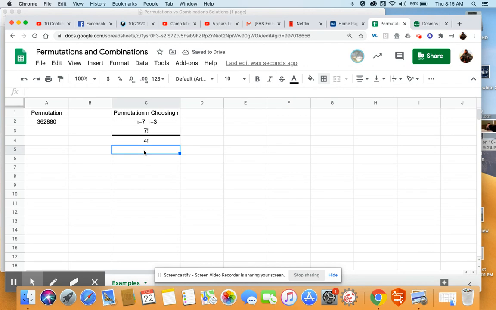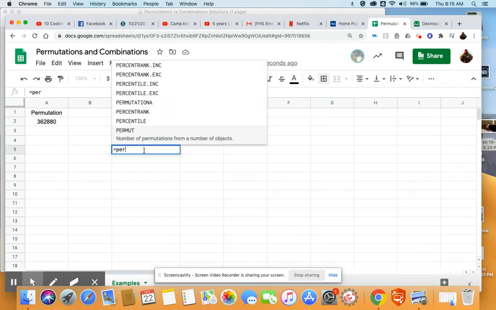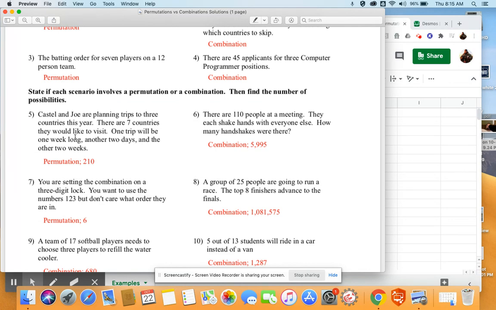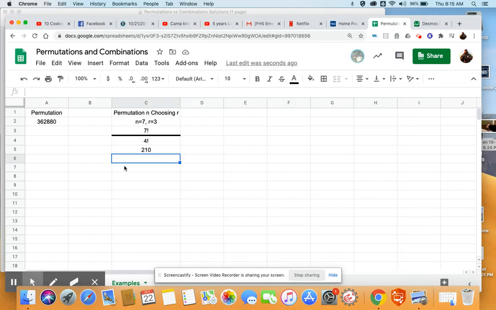Google Sheets will do this for us. It's wonderful. Equals number of permutations of n from number of objects. So we're going to click on that one. And we need to put in our n value, which is 7, and our r value, which is 3. And you could already see it's popping up and telling us our answer is 210, which is the correct answer for that problem. So I'll go ahead and type in what we put in there.